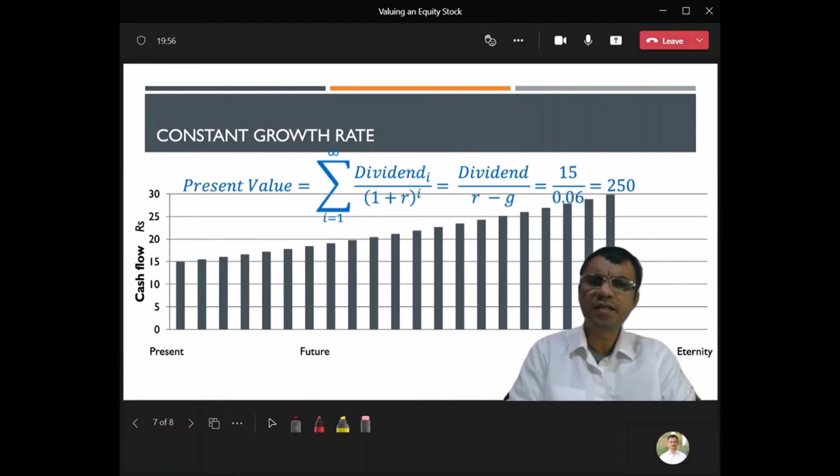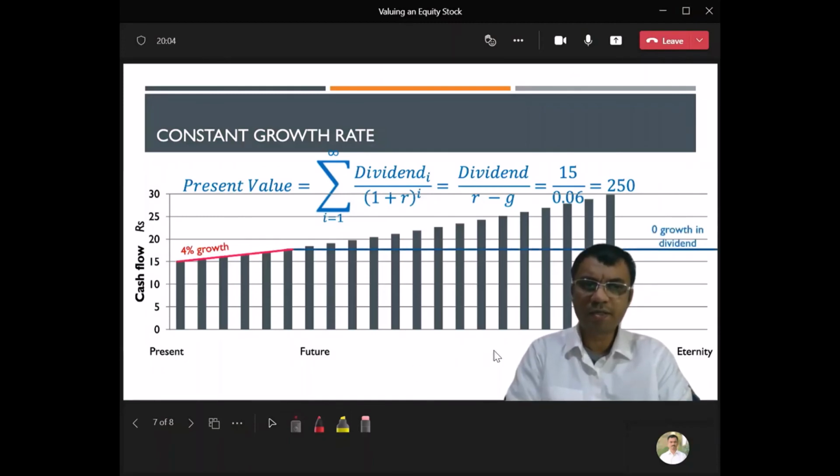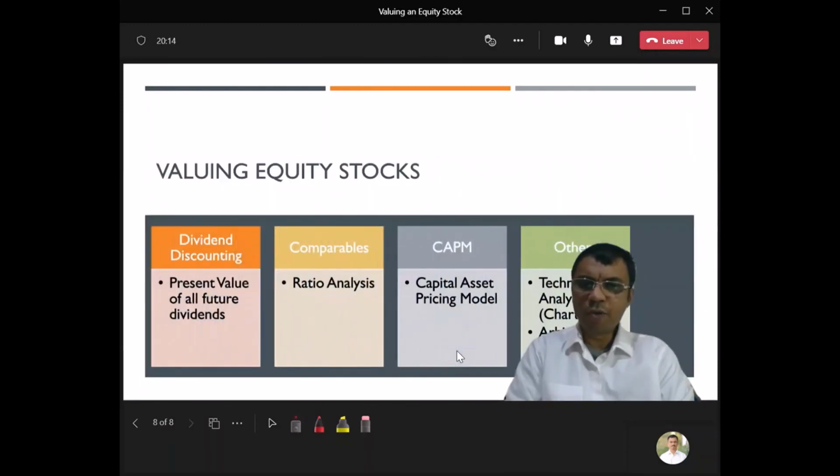Sometimes we say that the company will grow at 4% for 5 years, and after that the growth will plateau. In that case, we calculate two parts separately and add them up in the end. So equity valuation through dividend discounting is all about guesstimating the future dividends and finding their present value.